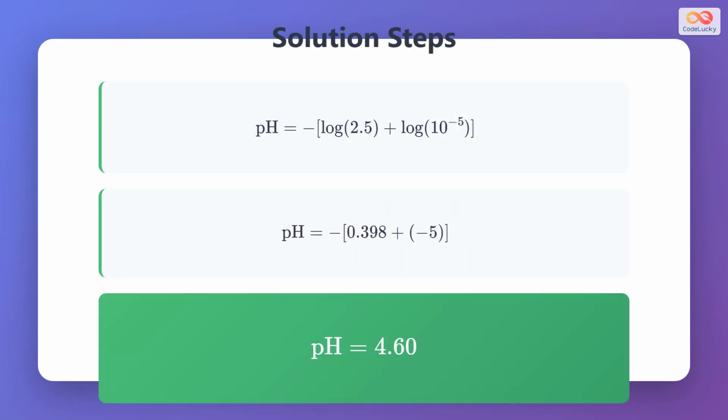To solve this, we can split the logarithm using the product rule. Negative times the quantity log of 2.5 plus log of 10^-5. The log of 2.5 is approximately 0.398, and the log of 10^-5 is -5. Adding these together gives -4.602. Applying the negative sign, we get pH = 4.60. This solution is weakly acidic since the pH is below 7.